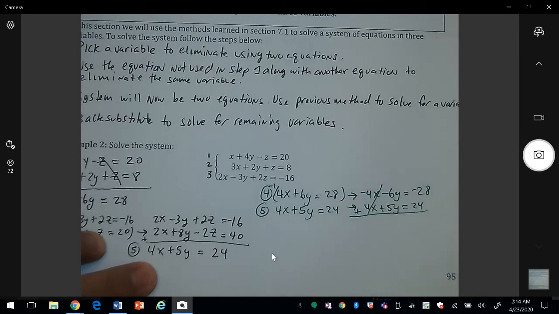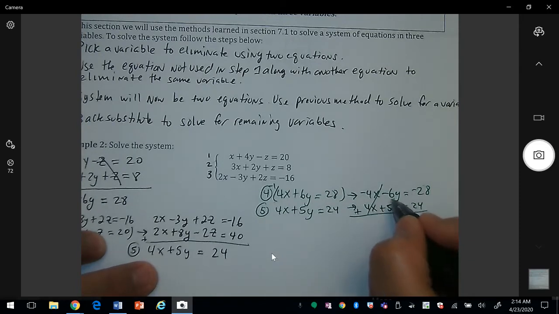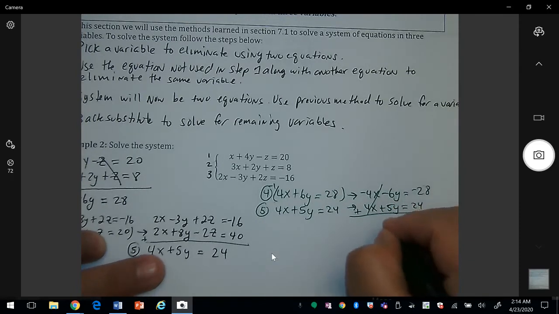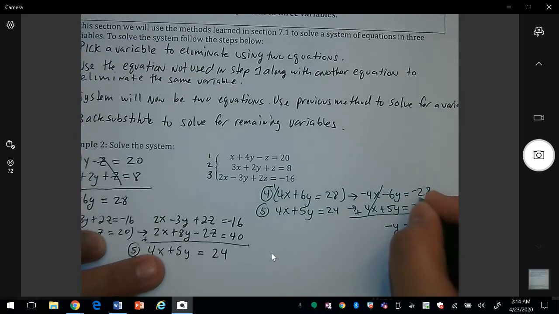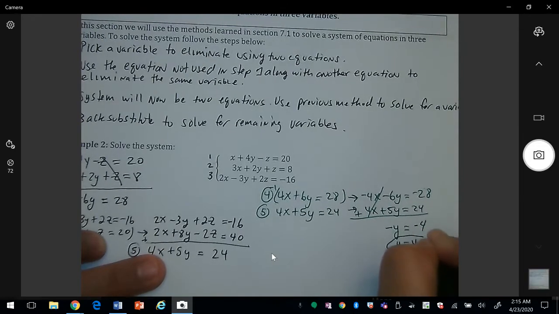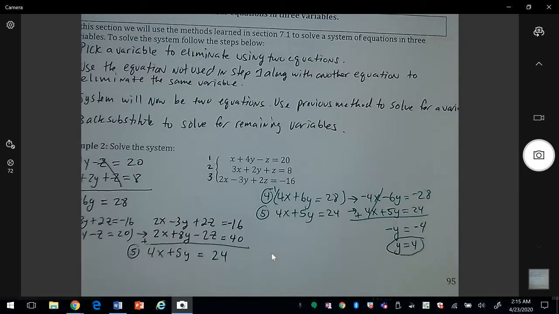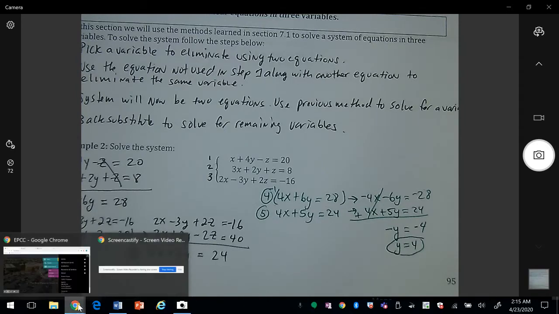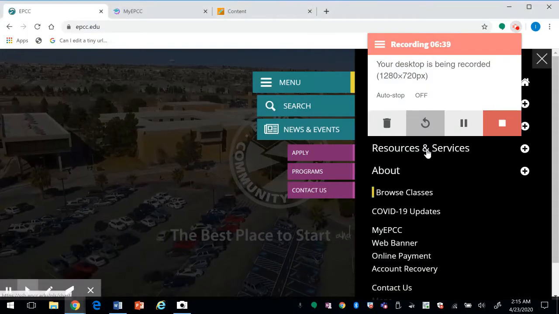Negative 4x plus 4x is 0. Negative 6y plus 5y is negative y. Negative 28 plus 24 is negative 4. So y is going to be equal to 4. Now we can back substitute. So we're going to back substitute into the following equation.